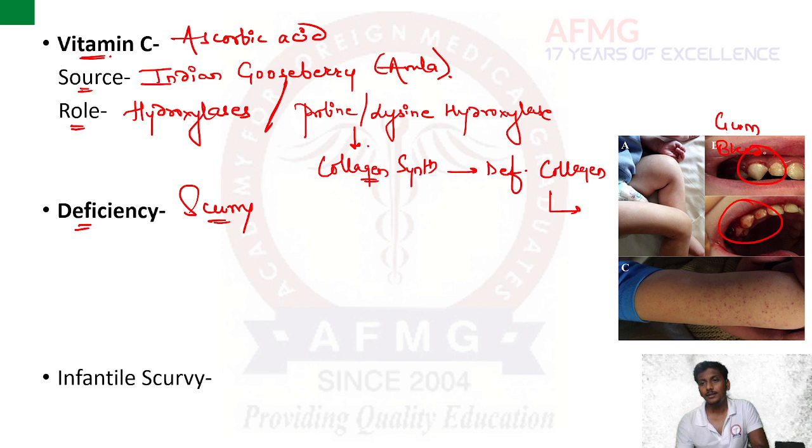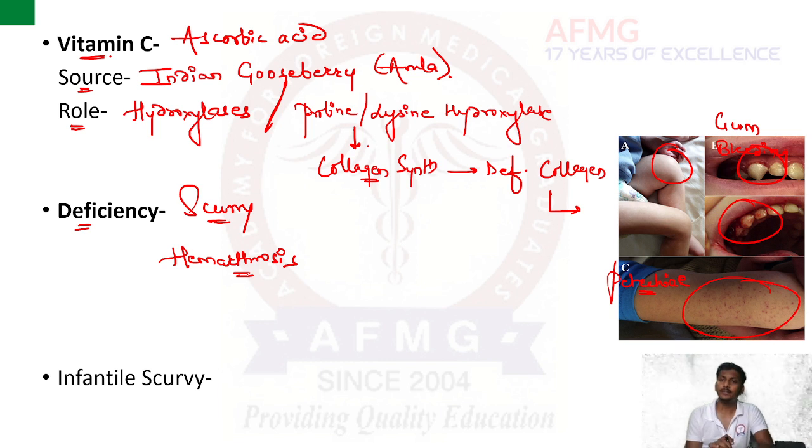Apart from that, there would be small bleeding spots all over the skin. These are called petechiae. Sometimes they can even extend and lead to purpura or ecchymosis, right? And there would sometimes be knee joint swelling. This knee joint swelling is actually due to hemarthrosis. There would be bleeding in the joints. There would be painful red tender joints which would be seen, right?